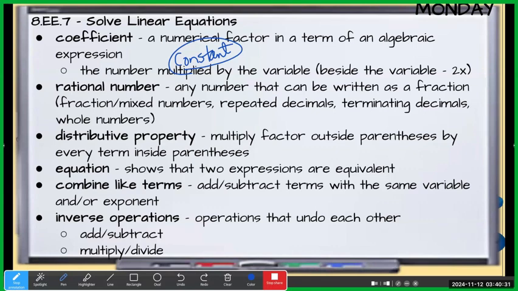Somebody told us, same girl, constants, none of us that stand alone. Inverse operations. The opposite. Good job, thank you. That's in our own words. Inverse operations are opposites. Add is the opposite of subtract, and multiply is the opposite of divide. Divide is the opposite of multiply.